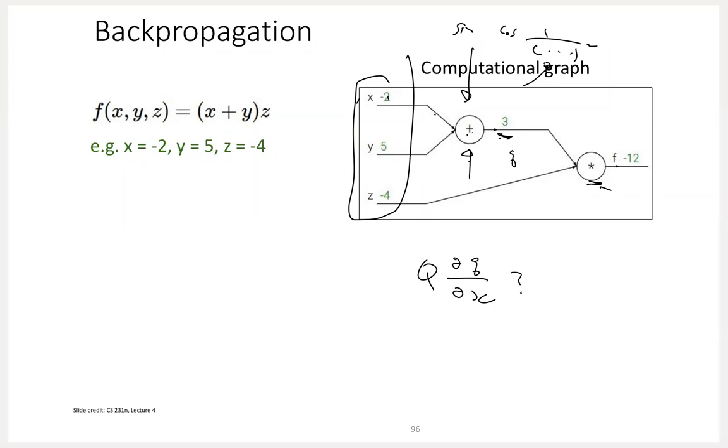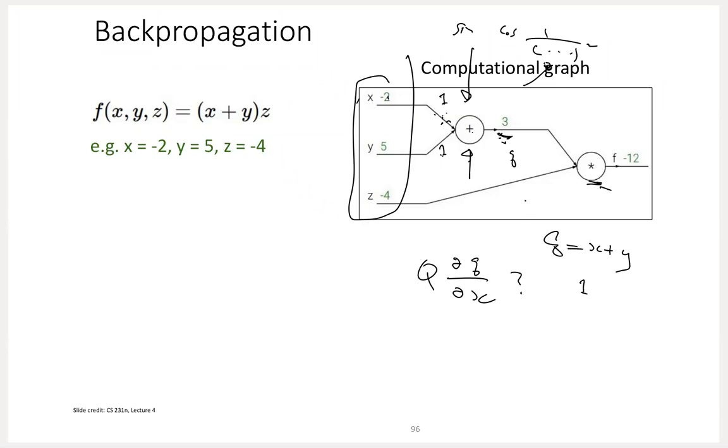Yeah, that's very simple, right? q is equal to x plus y, so the partial derivative with respect to x is just equal to 1. So in this case, you will compute the partial derivative of this output with respect to each of the inputs, which is basically 1 and 1 here, right?